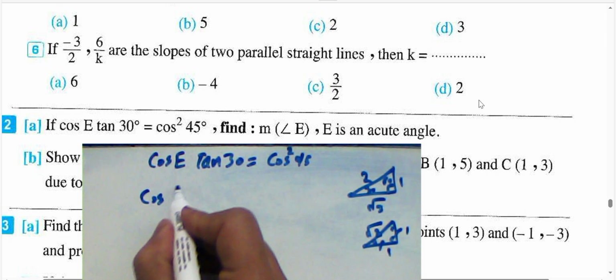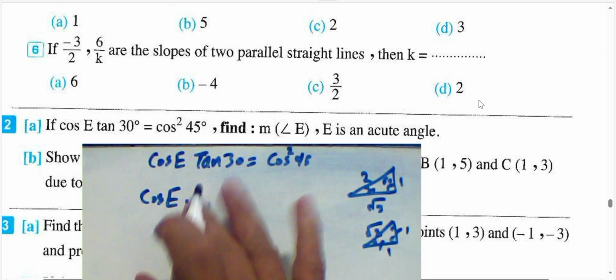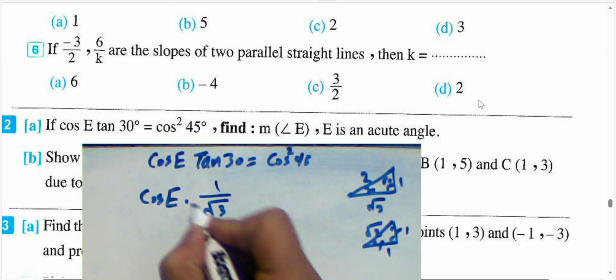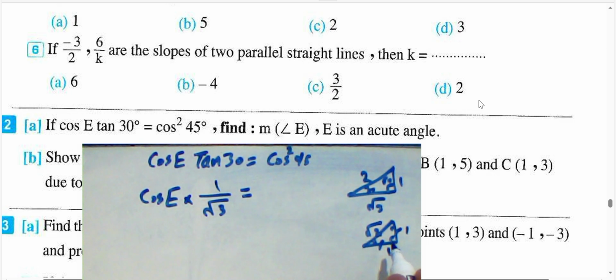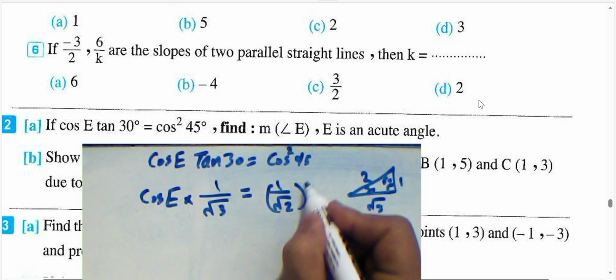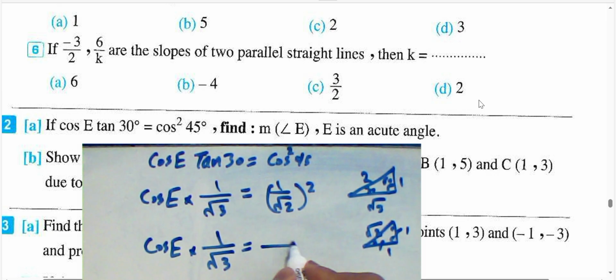Then we can write cosine E product by tan 30. You can find the value of tan 30. Look at the 30 angle here: tan is opposite over adjacent, 1 over root 3, equals cosine 45, which is 1 over root 2, all power 2. Then cosine E product by 1 over root 3 equals 1 over 2. Then cosine E equals root 3 over 2.